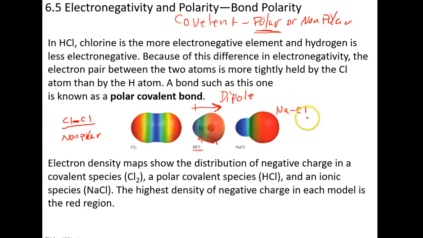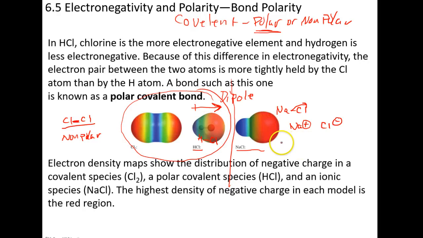Chlorine is so much more electronegative, it just rips the electrons completely away from sodium, and you actually have ionic charges. So I don't really categorize this as polar or nonpolar. This is ionic. So I'm going to kind of separate these. This is kind of what we're talking about right now. This is just an extreme case of it.